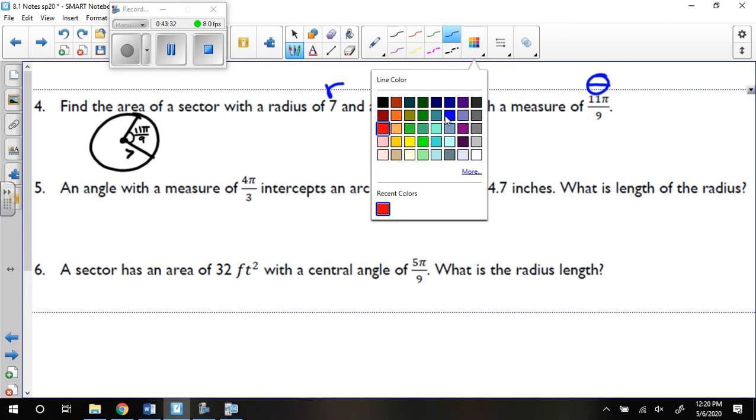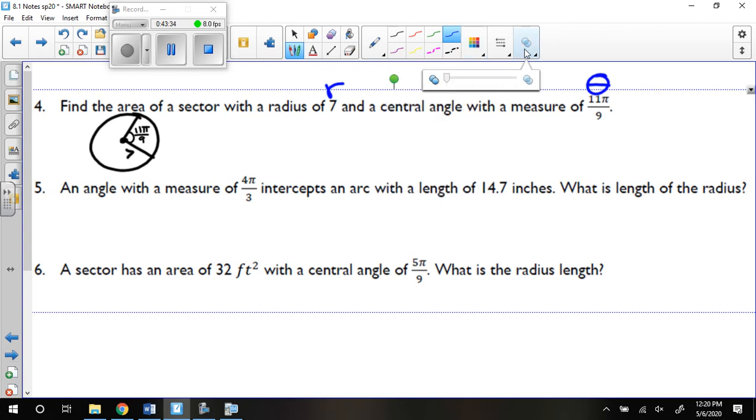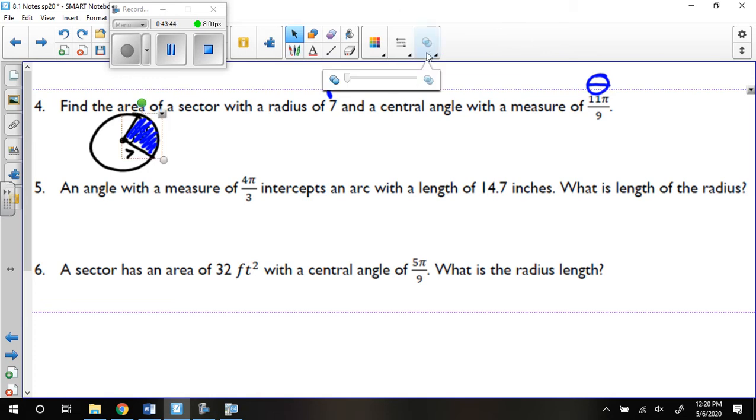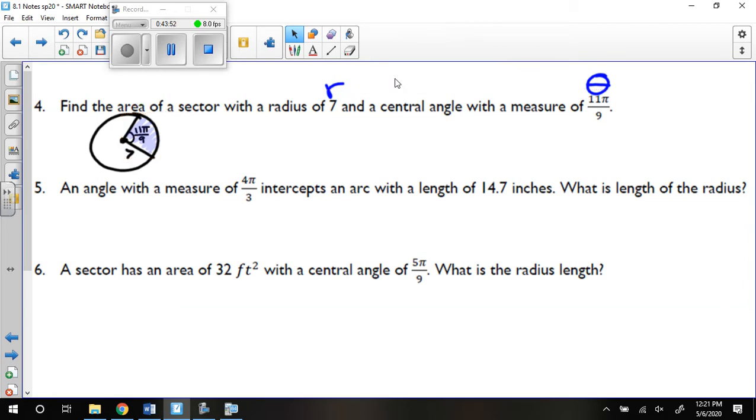Let me see if I can do this. Let's see what this looks like. Oh, okay, nope. Let's try this again. There we go. Hey, look, it's shaded. Fabulous. Make sure I'm still not, okay, there we go.